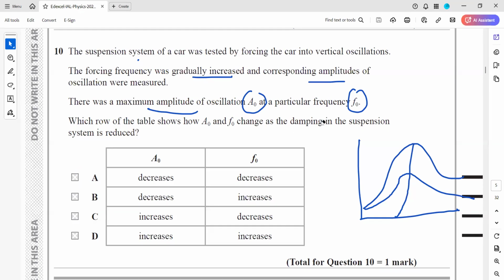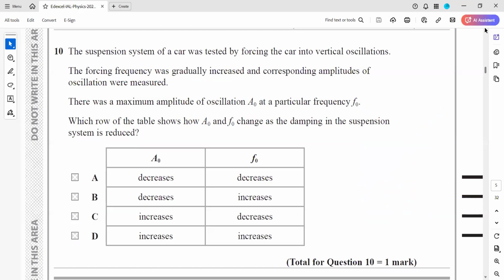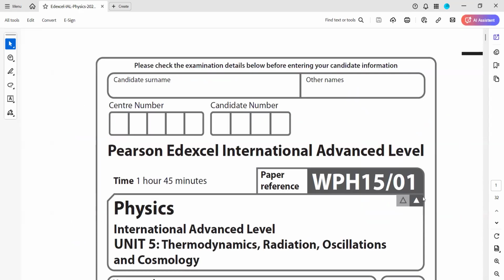What we did here is damping. If the damping is reduced, both will increase, so D will be the right answer. A will be the answer if it was increased. If the damping in the suspension system is increased, with more damping, amplitude and natural frequency decrease. But if we reduce the damping, the amplitude and the natural frequency will increase. So this is October 2022 unit.